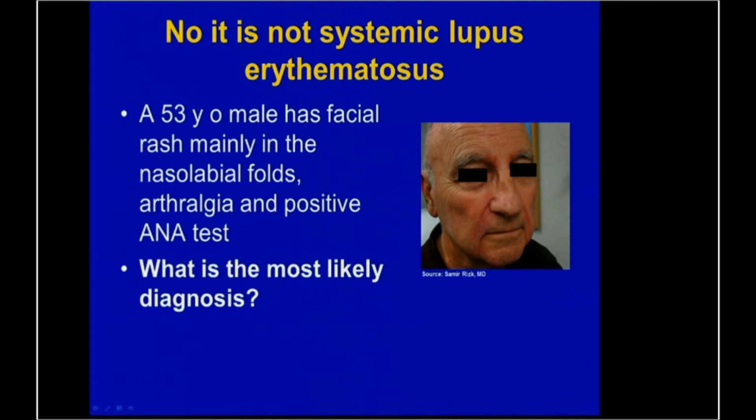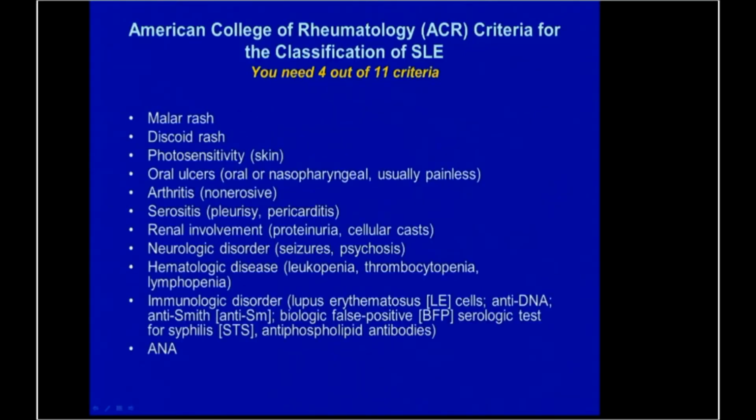Number two, you don't have the criteria for lupus. Number one, the nasolabial fold is involved, so that's not lupus. You have just some arthralgia and a positive ANA, and you actually need 4 out of these 11 criteria for the diagnosis of lupus. Is this clear? So here is the hint for the sake of the exam.